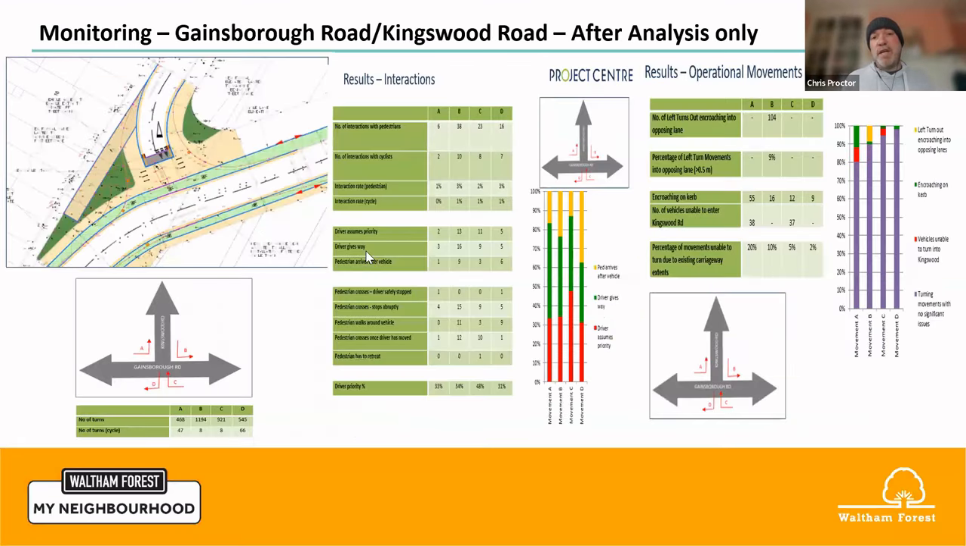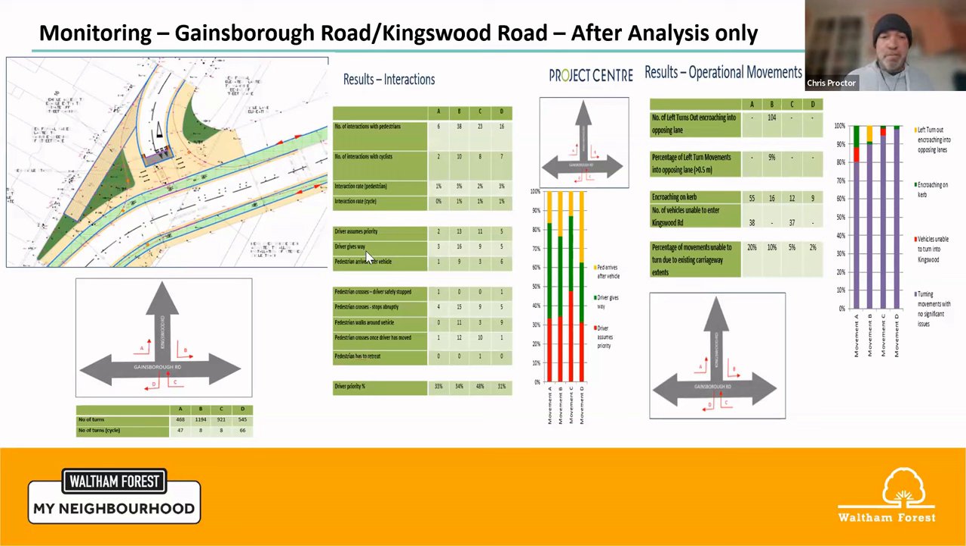This is another one, actually done by some consultants that Waltham Forest used, Project Centre. This is one of the junctions where we had quite high residual flows, and there were lots of complaints about vehicles not being able to pass one another. That's because there were quite a few occasions where you'd have vehicles trying to exit as well as others trying to get in. So we looked at this on two fronts: the pedestrian-vehicle interaction angle, as well as the operational concerns about vehicles passing one another, and whether vehicles are having to mount the kerb, etc.